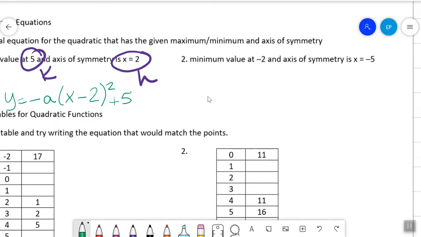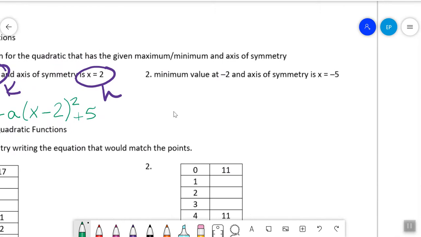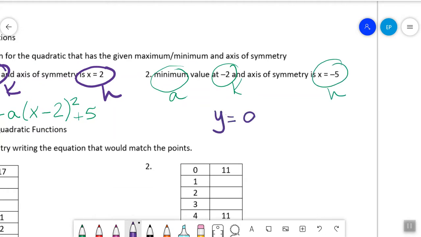This next one over here, minimum. Minimum means I have an a value that's positive. This is my k. This is my h. When I write my equation, it's going to be y equals a (x plus 5) squared minus 2.